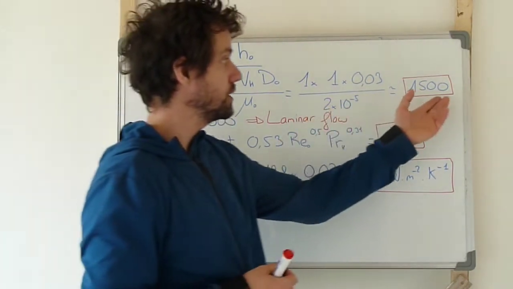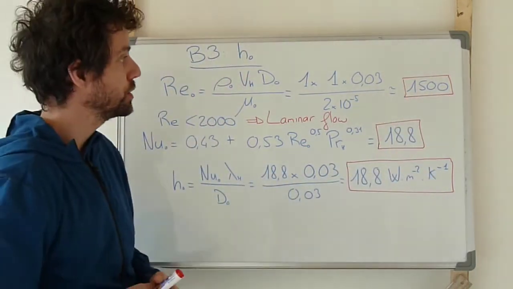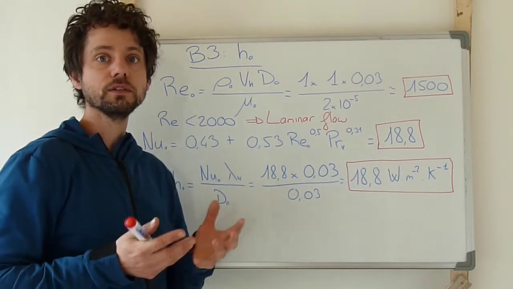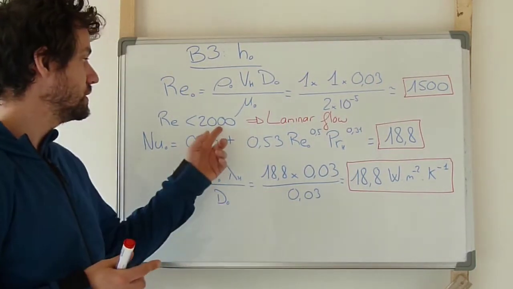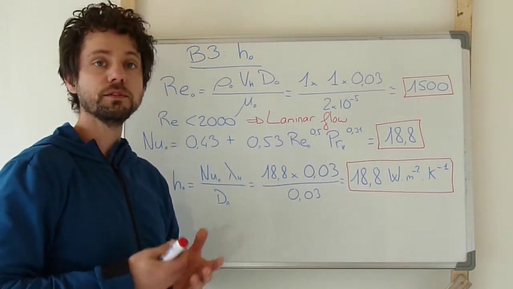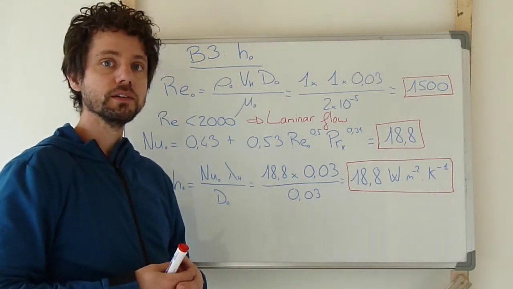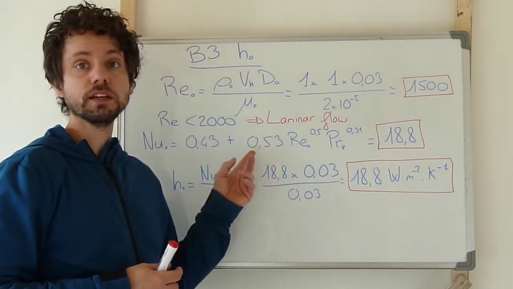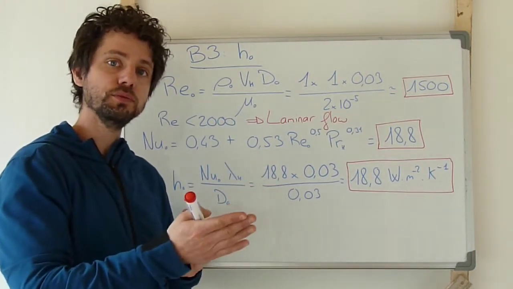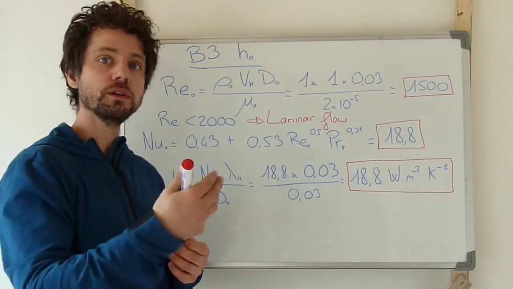Then we can do the calculation, and we find about 1500 for this Reynolds number. This is still below 2000, so it means that we have a laminar flow once again. This time we don't have the same correlation as before, because we don't have the flow inside the pipe, we have a flow over a tube.